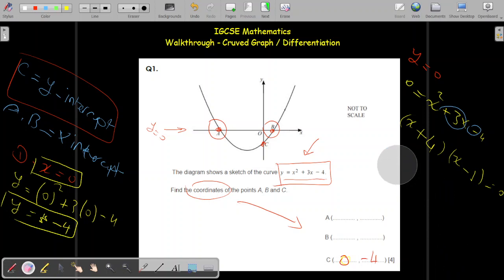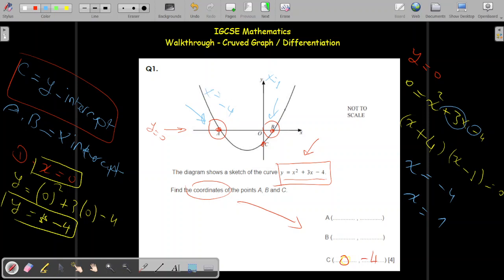Now, since this is your factorizing process, from that you know that x should be equal to minus 4 and x should be equal to 1. These are 2 points, as you can see here. This is point A and this is point B. Logically, which one of them is going to be minus 4? This one is going to be the minus 4 because it's on the negative side of the x-axis, and this one is going to be the 1. So x is going to be 1 here, and x is going to be minus 4.